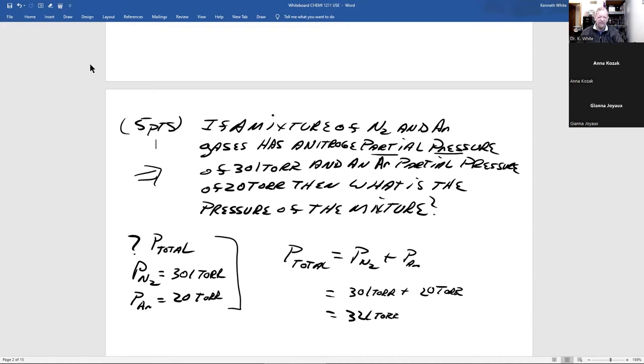So let's go through this again. We determined that we're being asked for the pressure of the mixture, which is called P total. We're given the partial pressure, P sub n, where n is whatever element or molecule you're looking at. Here we have 301 for nitrogen, 20 for argon. From Dalton's law, the total pressure is the sum of all partial pressures, and in this case the partial pressures are nitrogen and argon. We've figured out those numbers from the problem, add them together, and you're done.